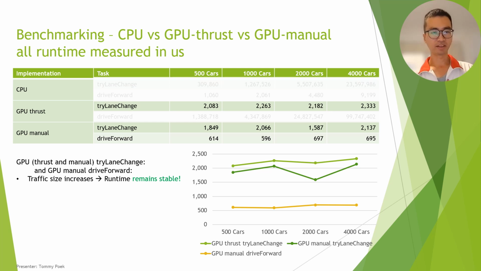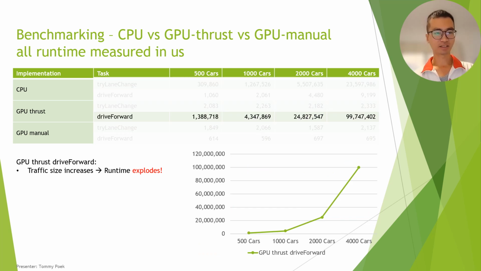Now let's look at the GPU functions. We're looking at the thrust version and manual version. Having the tri-lane change and drive forward, I particularly hid the drive forward, and I'll explain later. We look at the three implementations here: the tri-lane change thrust, tri-lane change manual, and drive forward manual. All of them get not only optimized, as we already originally compared with CPU, but also their runtime remains stable as we increase the traffic size, fairly in a straight line. So that's utterly great news here.